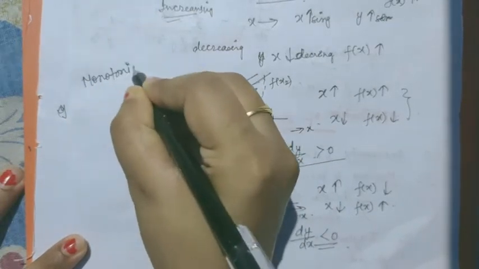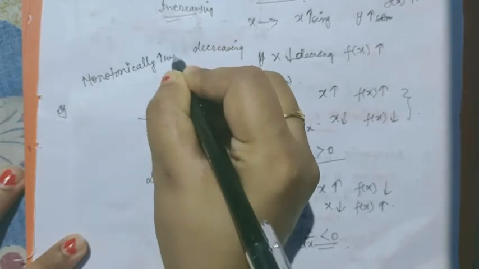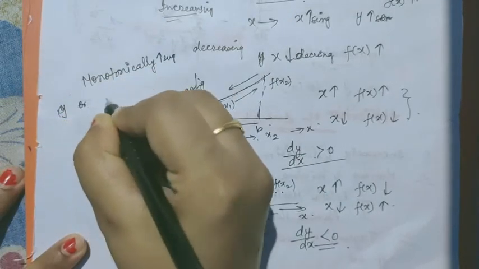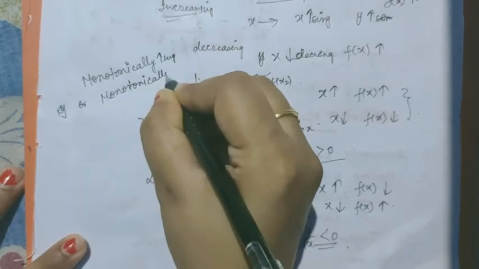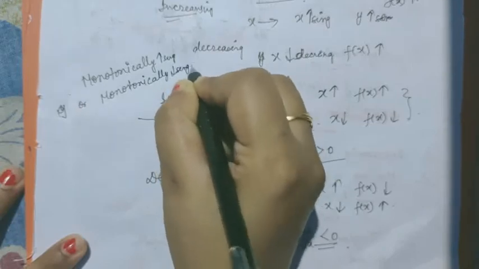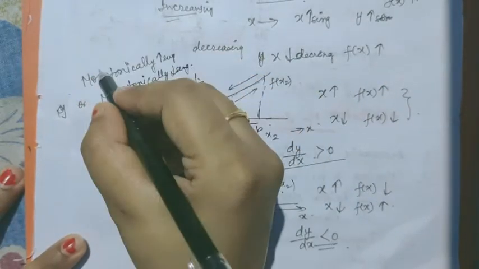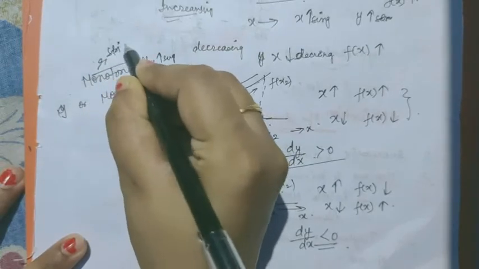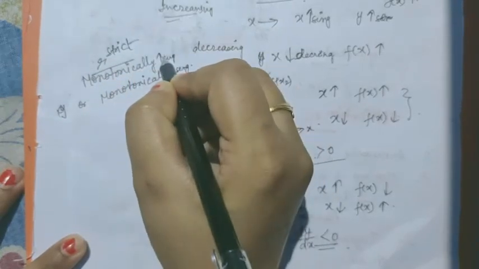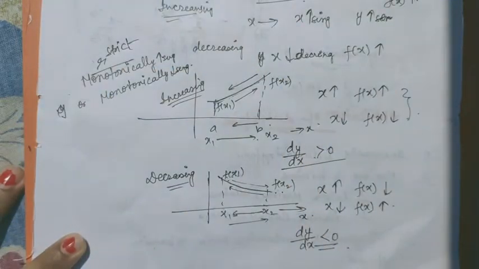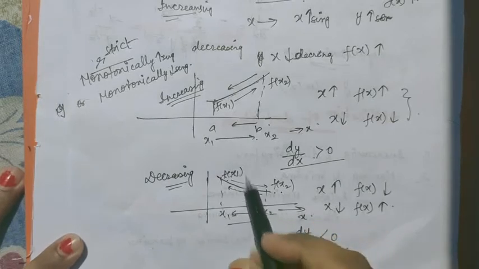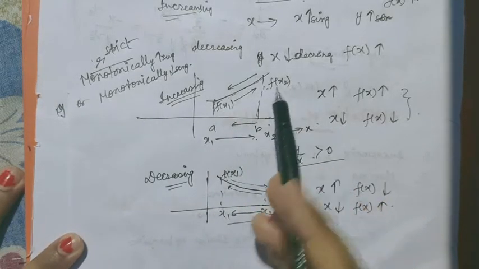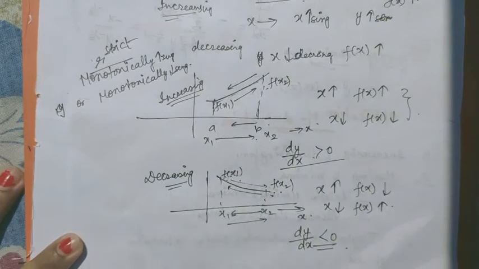monotonically increasing or monotonically decreasing function. You can also say it as strict decreasing and strict increasing. Now what is strict increasing and strict decreasing? These two are the examples of strict increasing and strict decreasing. Now you will ask me, then what is increasing?